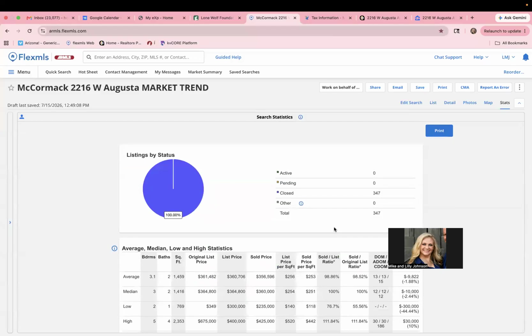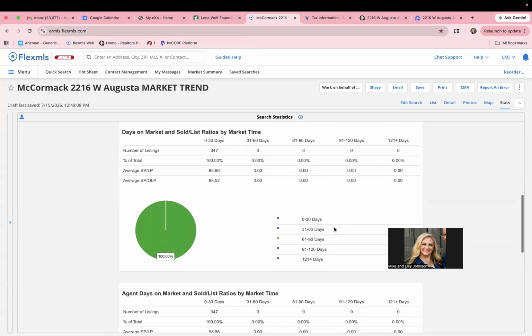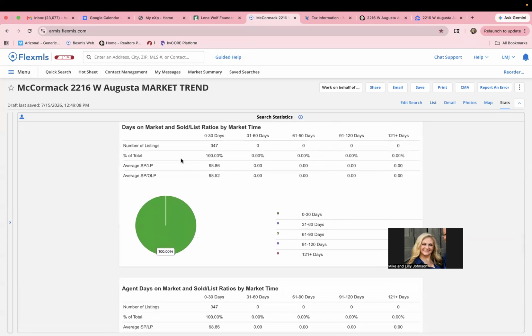Listing by status. It's not what I want. Days on market. Okay, so right here, number of listings. This is what I want to use: the average sales price to old listing price. So it's like the first listing price. They got about 98%, so I'm going to go with 98%. It's a little bit higher, but we're just trying to make it simple, right?